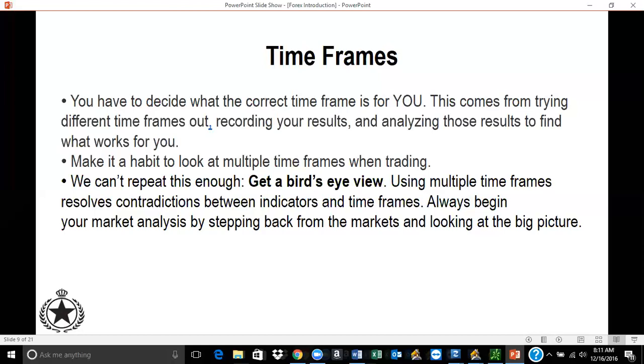So here's a simple analogy. In an 8-hour chart, there are four 2-hour candles that make up that 8-hour candle. Likewise, in an 8-hour candle, there are two 4-hour candles that make up that 8-hour candle.